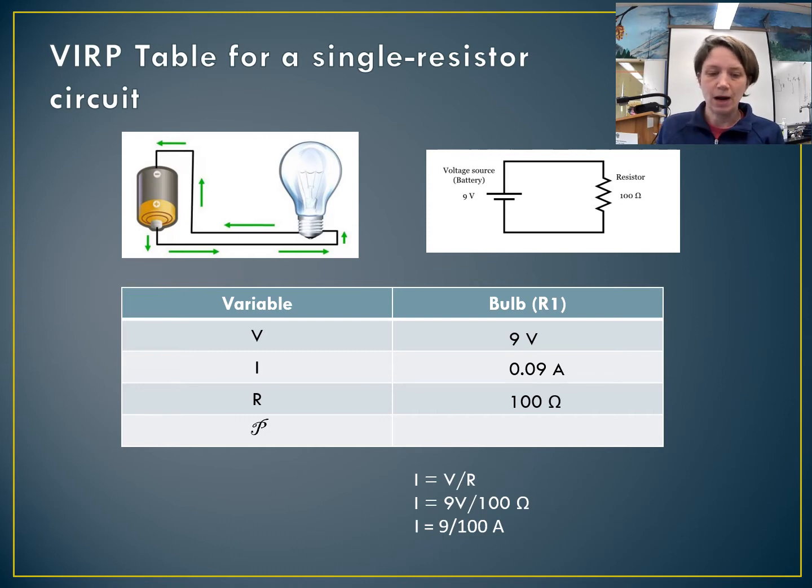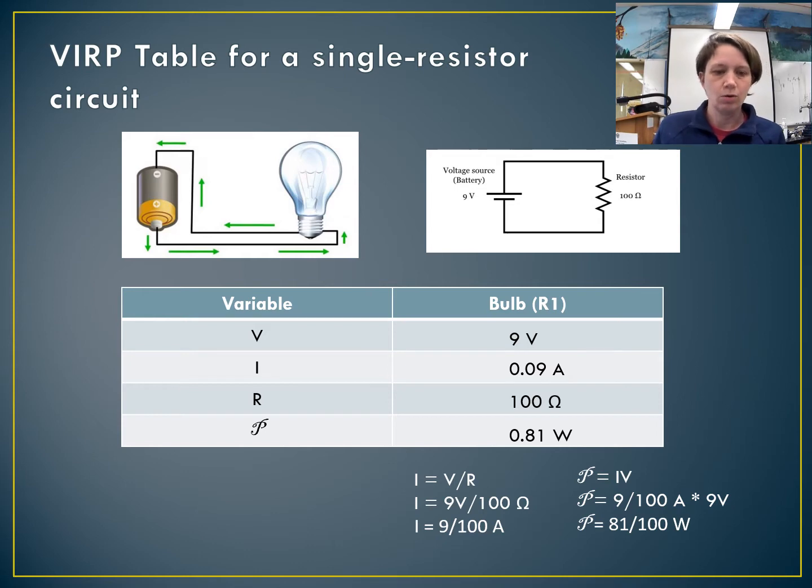Then we're going to use the power equation, P equals I times V, to calculate power. So my current is 9/100ths of an amp times 9 volts, and I get a power of 81/100ths of a watt, or 0.81 watts. So there you go. You knew 2 things, you solved the other 2, and now we can tell you lots about this bulb.